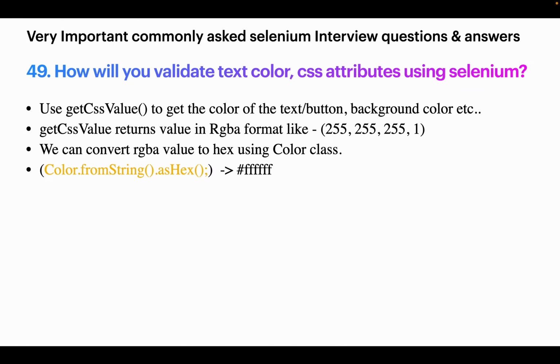How will you validate the text color CSS attributes using Selenium? This is an important question. As a UI automation engineer, you basically have to check the text color and CSS attributes using the getCssValue method. We can automate this test case, and text color, button color, background color, everything we can validate using the getCssValue attribute. It returns values in RGBA format, and we can convert RGBA to hexadecimal using the Color class. Using Color.fromString().asHex(), we will get this exact color code here.